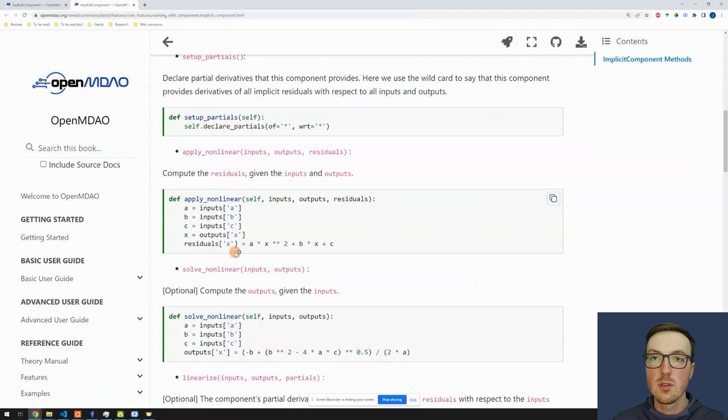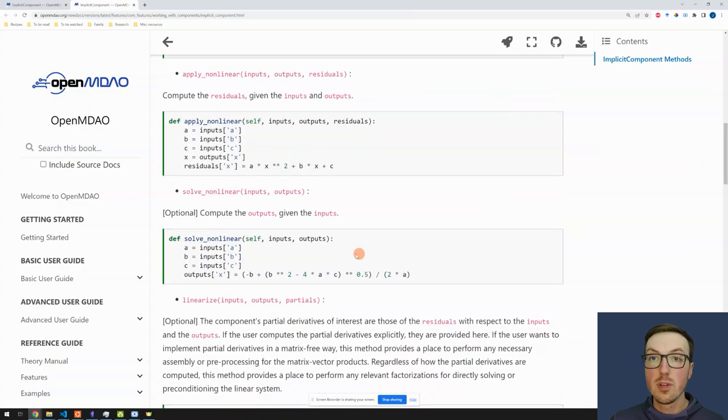So here residuals of x equals ax squared plus bx plus c. Again, this is the thing we're trying to get to zero. We're always trying to get these residual values as close to zero as possible. Now, like I mentioned before, we could solve it using solve nonlinear here in the quadratic formula, but that's not what I want to focus on. I want to focus on this linearize method.